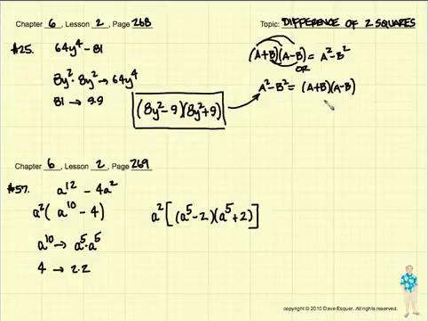We're using our formula, the difference of two squares. A to the 5th, 2. One goes minus, and one goes plus. One goes plus, and one goes minus.